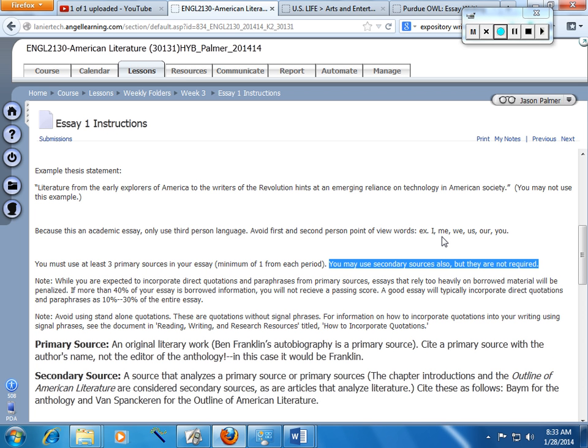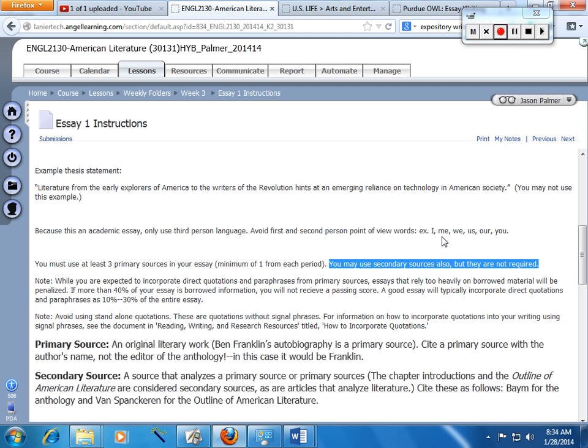That's a good question. Do the secondary sources have to come from the textbook or the Outline of American Literature? I would prefer that they did. If you wanted to do some scholarly research on your own and add that in there, that would be good. I would be impressed, but it's kind of dangerous because if you take something that I don't consider to be credible, you're not helping yourself at that point.